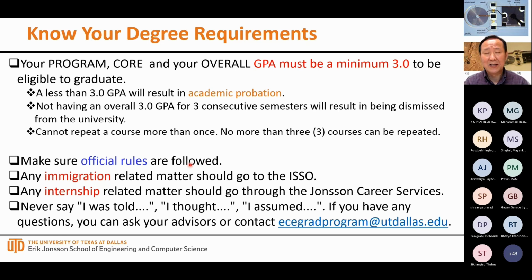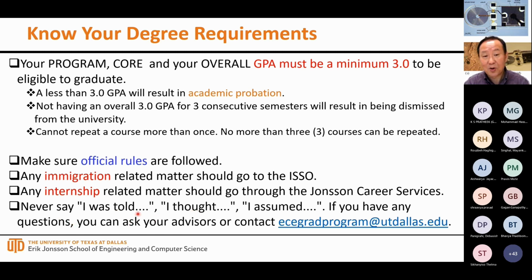The ECE department can advise on all these academic issues, but whenever you have questions about your I-20, your visa, OPT and those kinds of things, you need to contact ISSO, the International Students and Scholars Office, because the ECE department does not have any knowledge about immigration. For internships, once again, our graduate program office does not have much knowledge. Of course, we have data and we talk with our own students, but internship related matters should go through Johnson Career Services because they are the office responsible for all the internships in the engineering school.